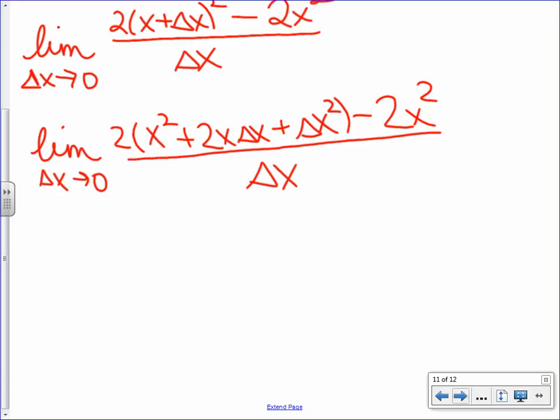So this is just 2 times the first times the second. All right, so can we simplify all in one step here? We know we're going to distribute this through, right? So this is 2x squared minus 2x squared that goes away. And then we have 2 times 2x delta x. And then we have 2 times delta x squared.